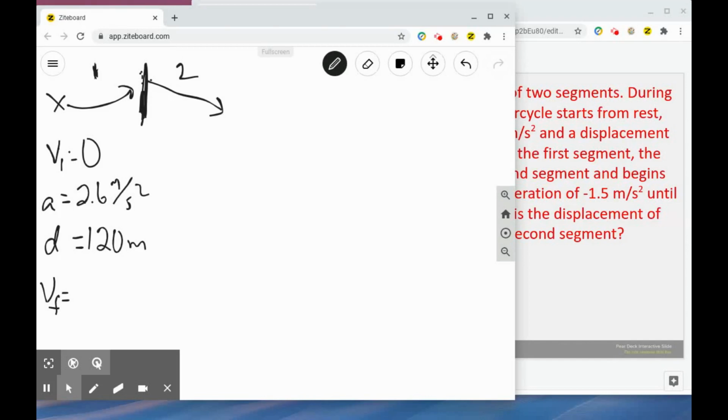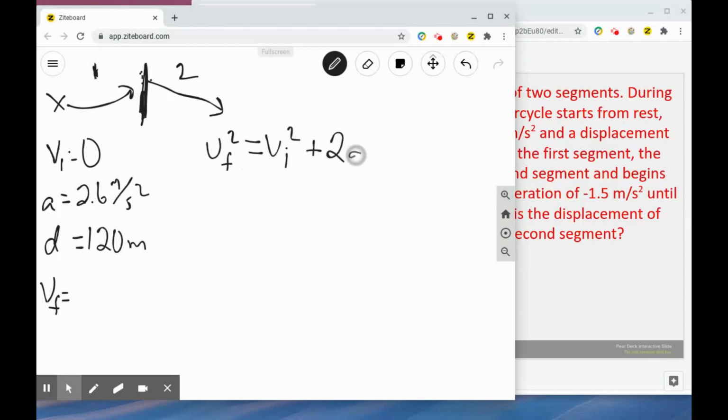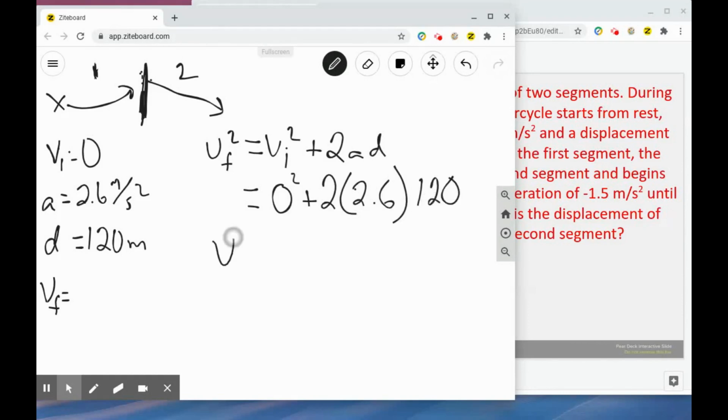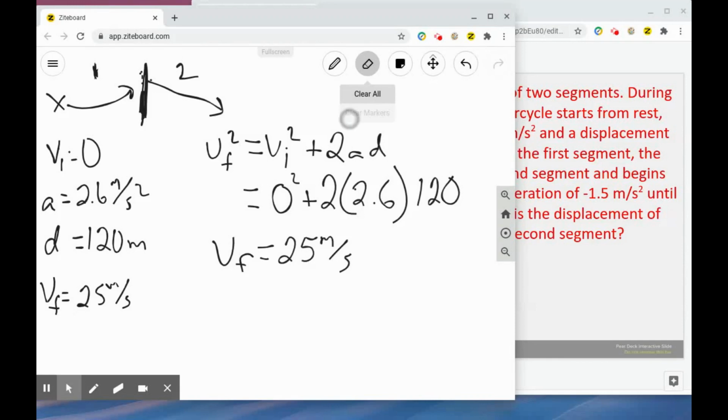So we're going to use VF squared equals VI squared plus 2AD. So VI is 0 plus 2A, we said, is 2.6, and D is 120 meters. So we end up getting VF on this part, as my calculator says, 24.98, so I'm going to say 25 meters per second. So VF is 25 meters per second. Now, I'm going to erase this, to give us a little bit more room.